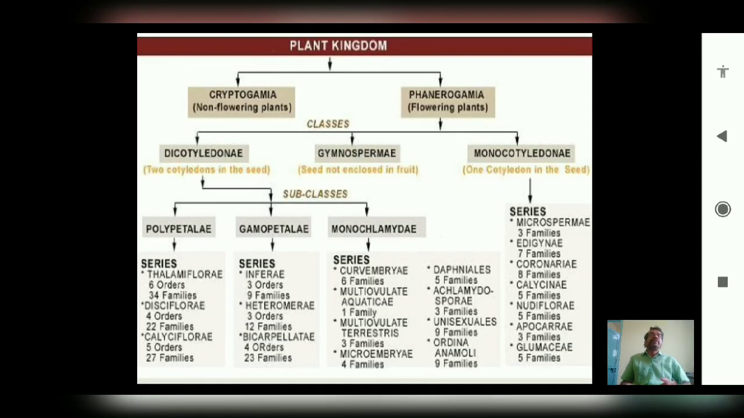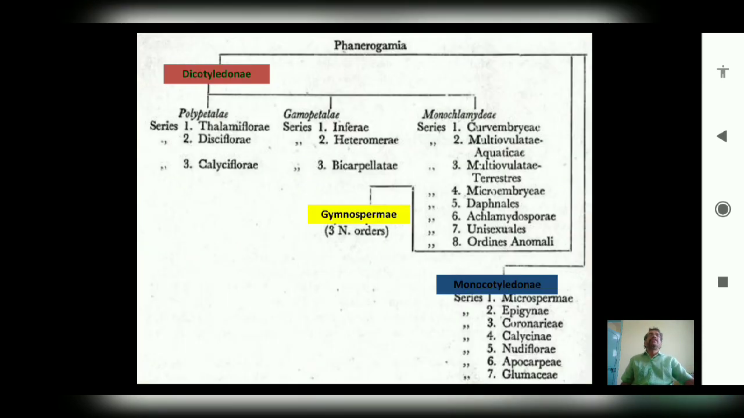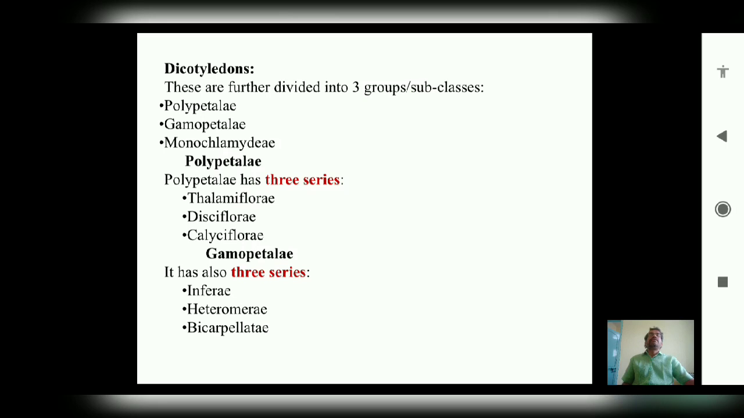This is again a chart showing their system of classification, and here you can see only the dicots and monocots and their grouping. The dicots were divided into polypetalae, gamopetalae and monochlamydeae. Polypetalae has 3 series, gamopetalae also has 3 series, monochlamydeae has 8 series, and monocotyledons have 7 series. Well, this is again the dicot, their grouping into polypetalae, gamopetalae and monochlamydeae.